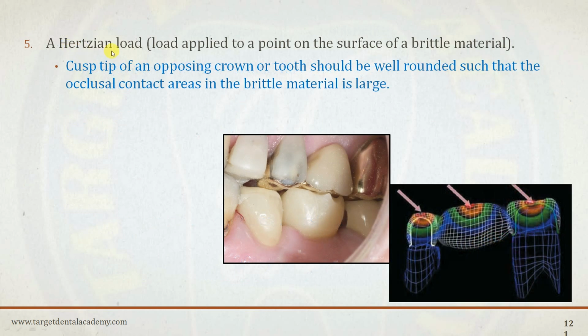A Hertzian load is a load applied to a point on the surface of a brittle material. To overcome this, the cusp tip of an opposing crown or tooth should be well rounded such that the occlusal contact area of the material is large.